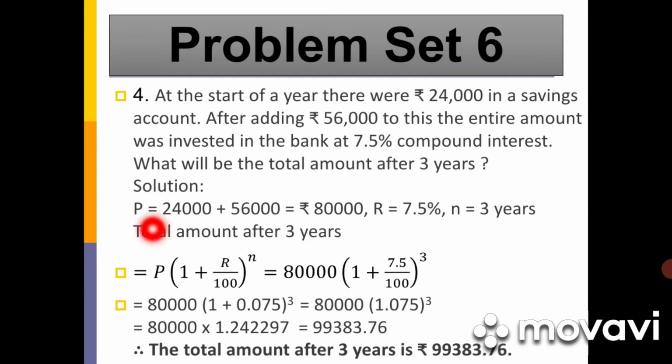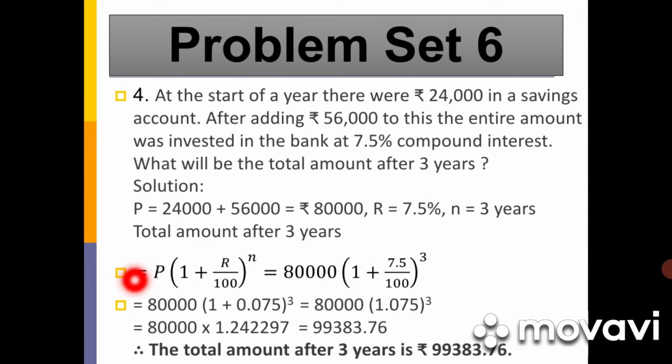Solution: principal is equal to 24,000 plus 56,000, and that is equal to rupees 80,000. Rate of interest R is equal to 7.5%, and the number of years n is equal to 3 years. Total amount after 3 years is equal to P into (1 plus R upon 100) whole raised to n, and that is equal to 80,000 into (1 plus 7.5 upon 100) the whole cube.